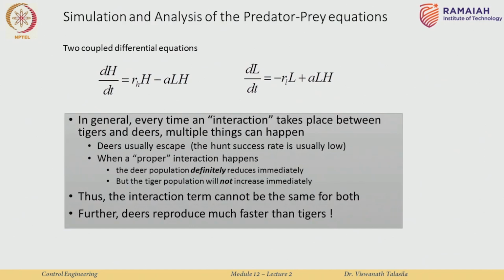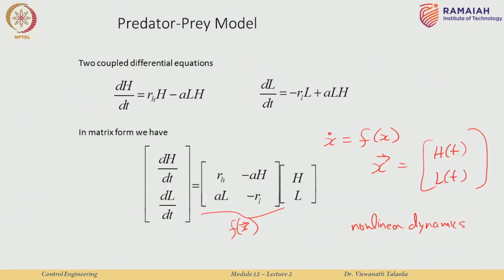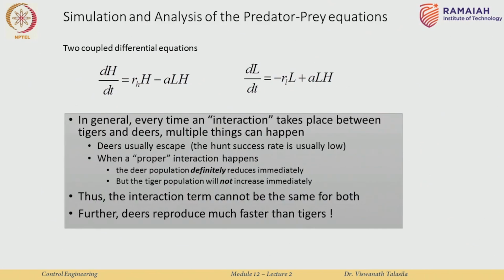Okay, before we do that, there is an important modeling assumption which we should make. So, if you see in this slide, we have assumed that the interaction parameter between the tigers and deers is the same. Now, this is not true in general and it is not true for an interesting reason, because every time an interaction takes place between the tiger and deer, okay, typically the deers usually escape. Most hunts are not successful. Okay. However, when an interaction actually does take place, meaning the tiger manages to make a kill, the deer population will definitely reduce immediately by at least one, depending on how many the tigers kill.